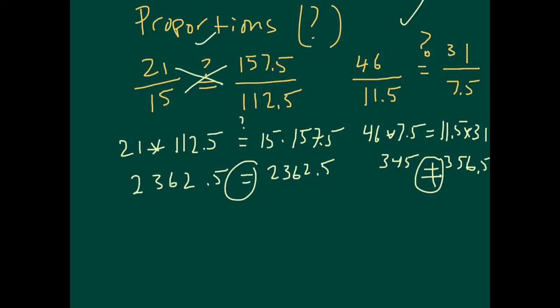Okay, so hopefully you were able to work that out. Here's how it looks. 21 times 112.5 winds up being 2,362.5. Then the other cross product, 15 times 157.5, also is 2,362.5. So it's true, these are a proportion and these two ratios are equal. However, it was close on this one, but it wasn't quite right. 46 times 7.5 is 345. 11.5 times 31 wound up being 356. These are very close to equal, but they are not equal because the cross products are not equal.